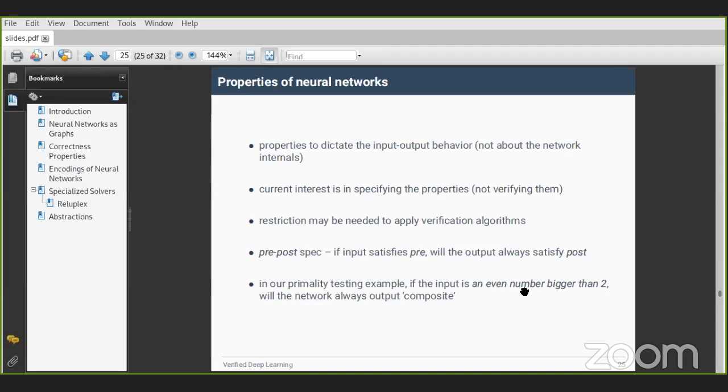If the input is an even number bigger than 2, this being the precondition, then the network will always output composite, which is the postcondition. So we are always going to specify our property as pre and post, and here is a pre, here is a post.